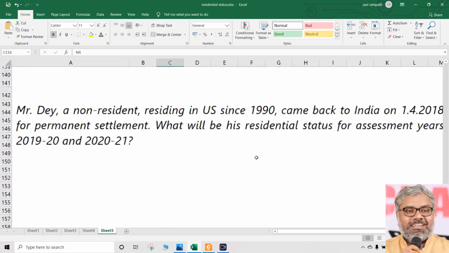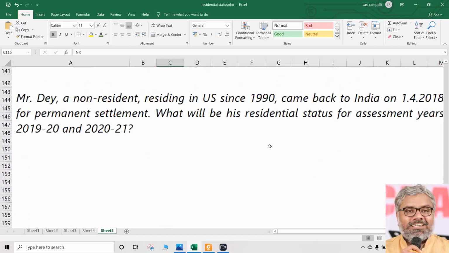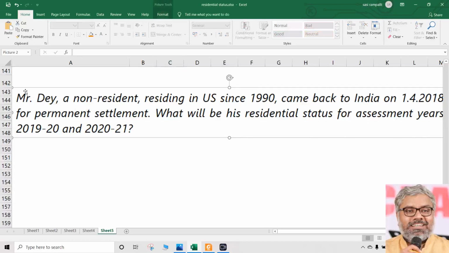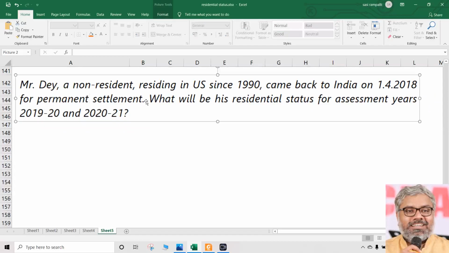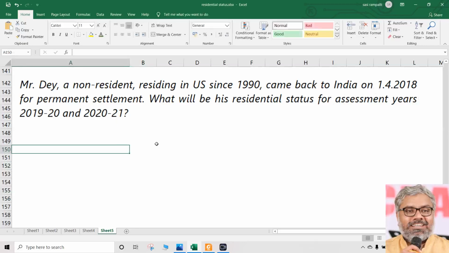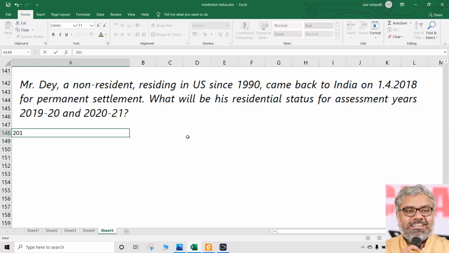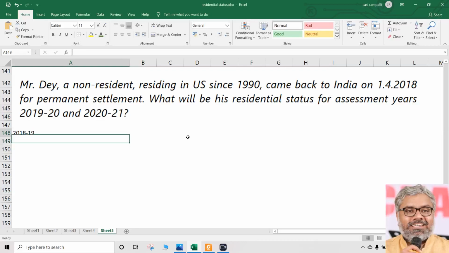Next, one more question similar to this, for a person who is a non-resident normally residing in the US since 1990 and came back to India on 1/4/2018 for permanent settlement. And what will be his residential status for the assessment years 2019-20 and 2020-21? He is asking for 2 years. So first of all, 2018-19, that we should know. 2018-19 is the previous year.